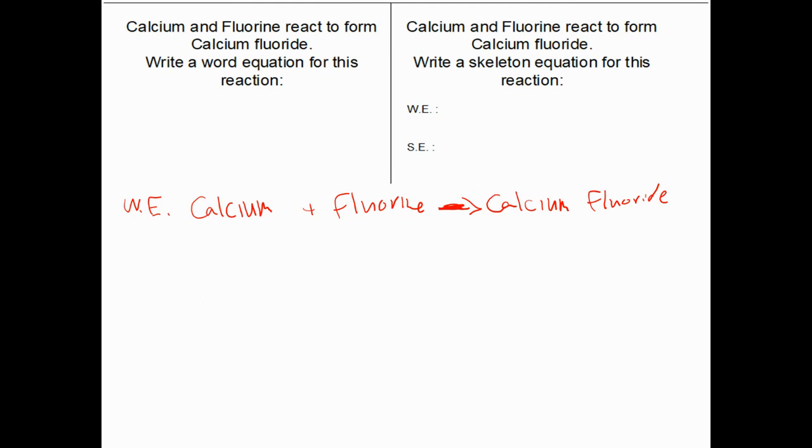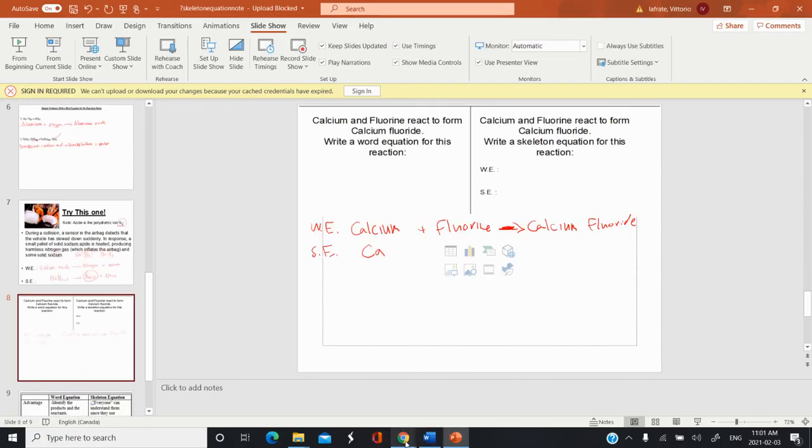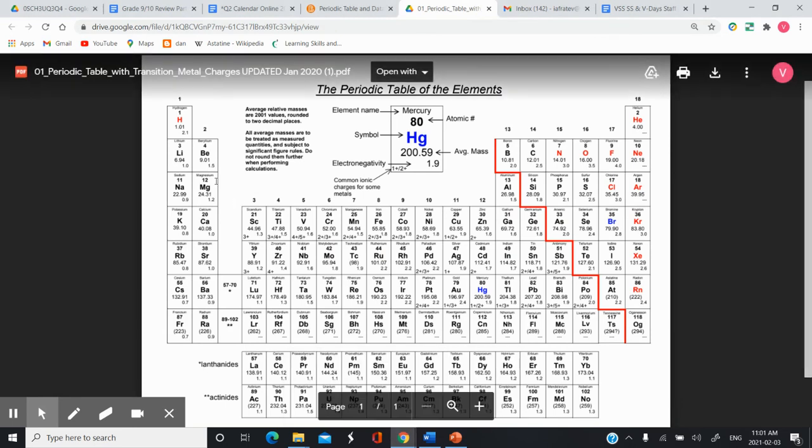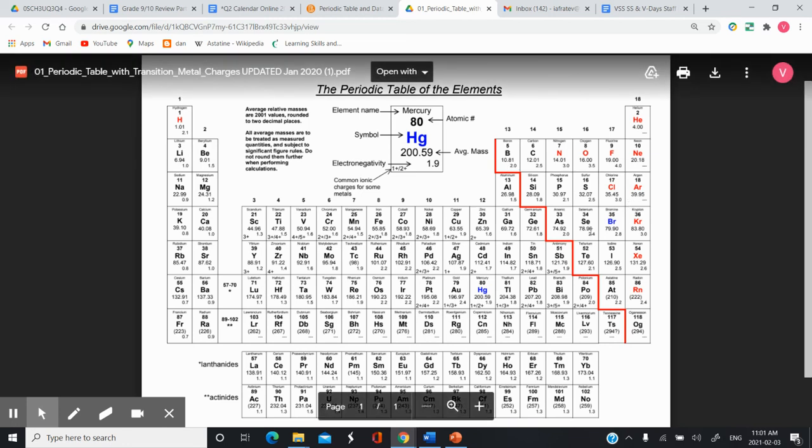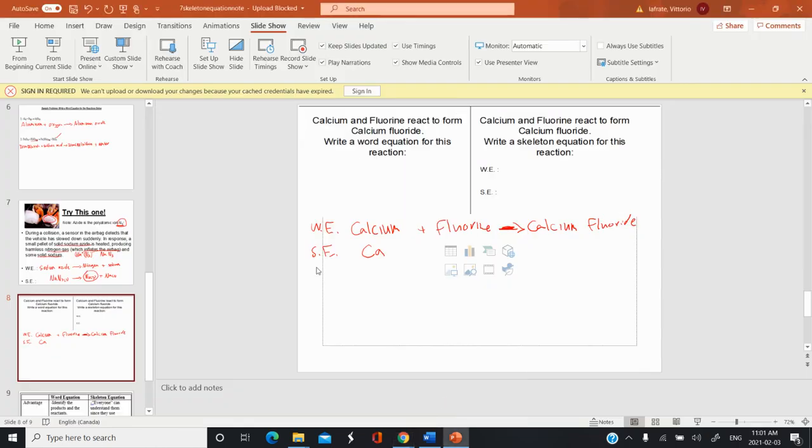So here we have calcium. I'm going to write my skeleton equation now. Calcium is a metal. Usually at room temperature, metals are solid. If you look at your periodic table, let's go take a look just in case you're not sure what I'm talking about here. If you look over here, all the black font is solid at room temperature. So we could assume that it's solid at room temperature here. All the red is gas at room temperature, and all the blue is liquid at room temperature. So let's go back.